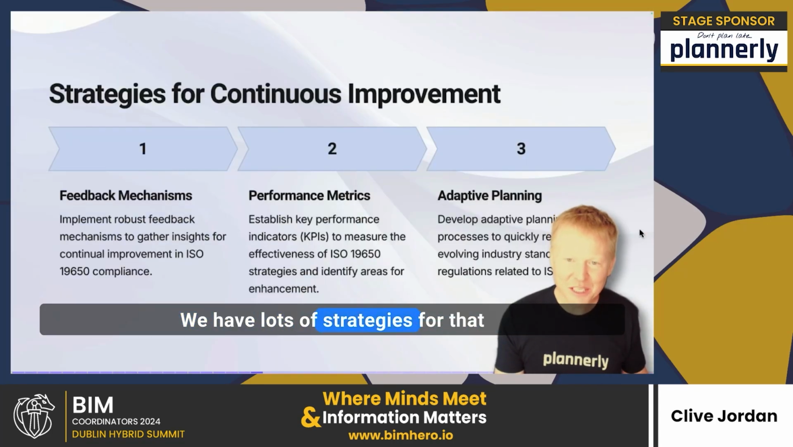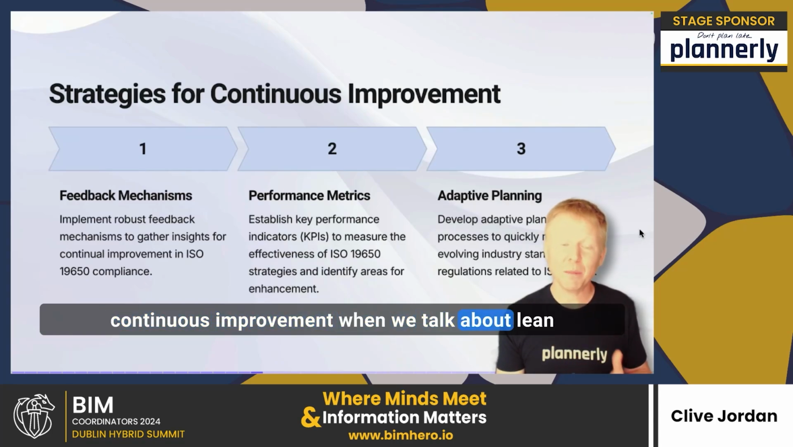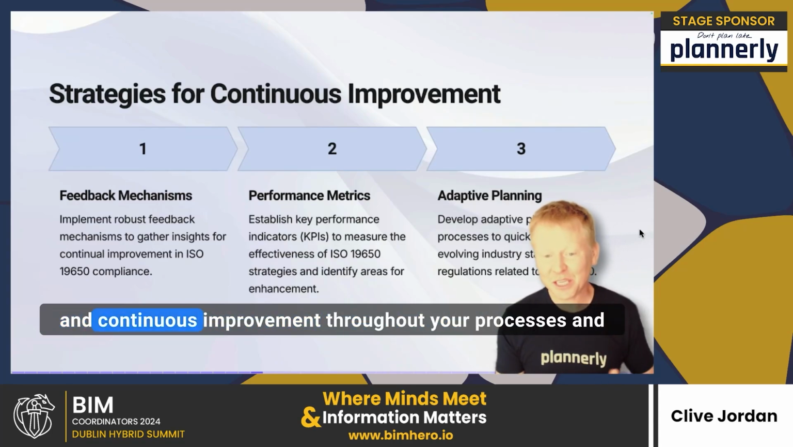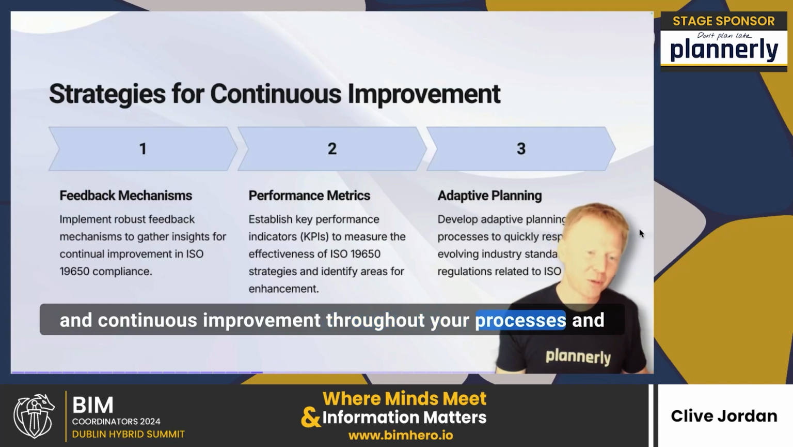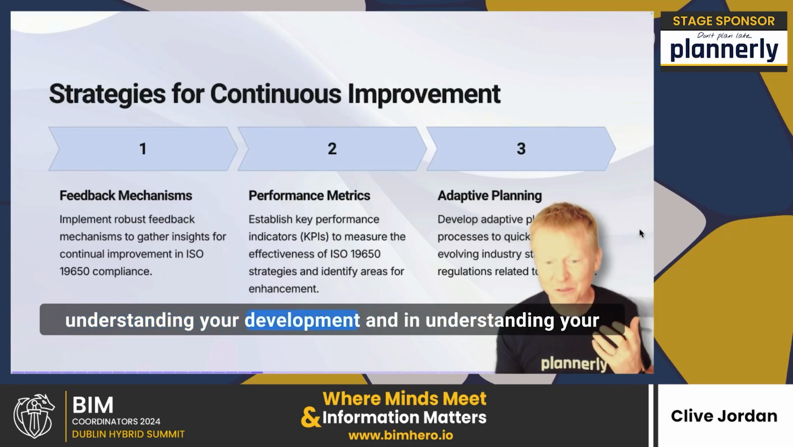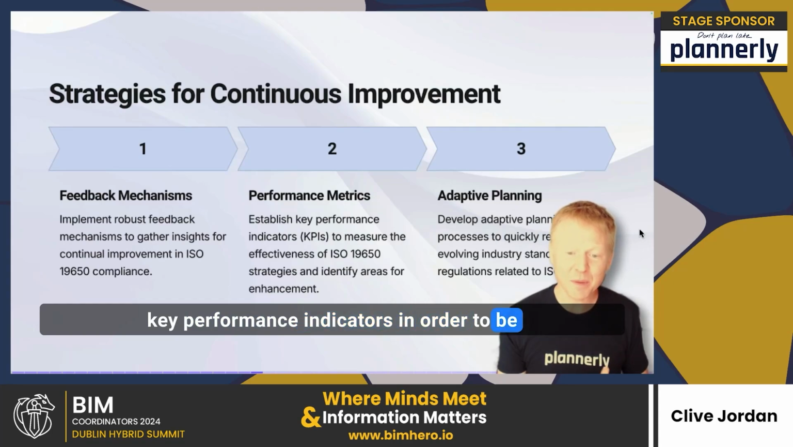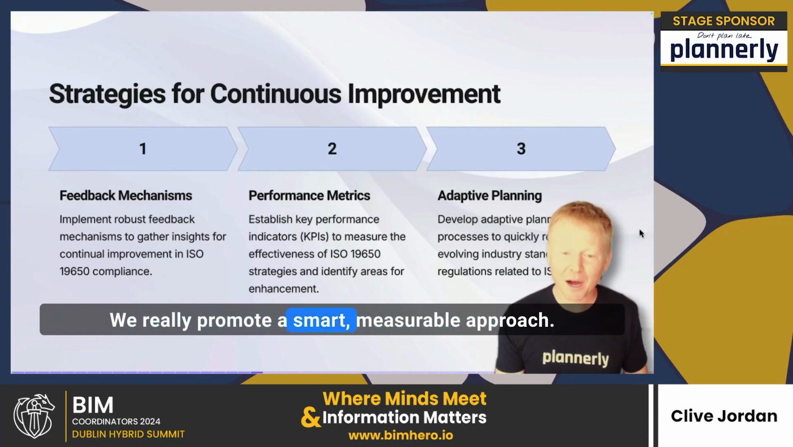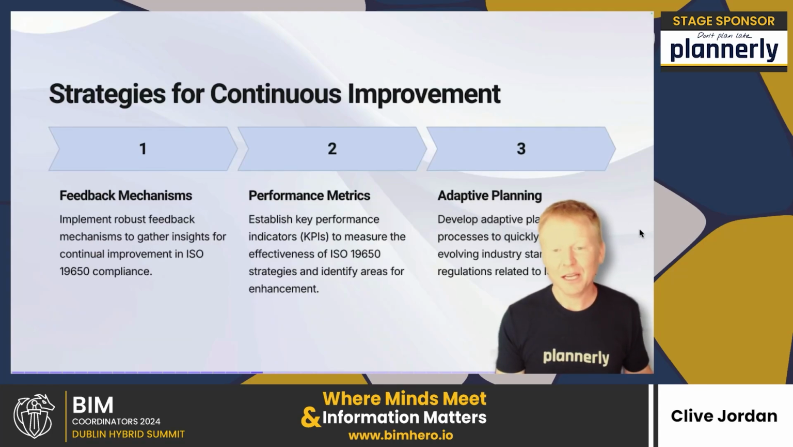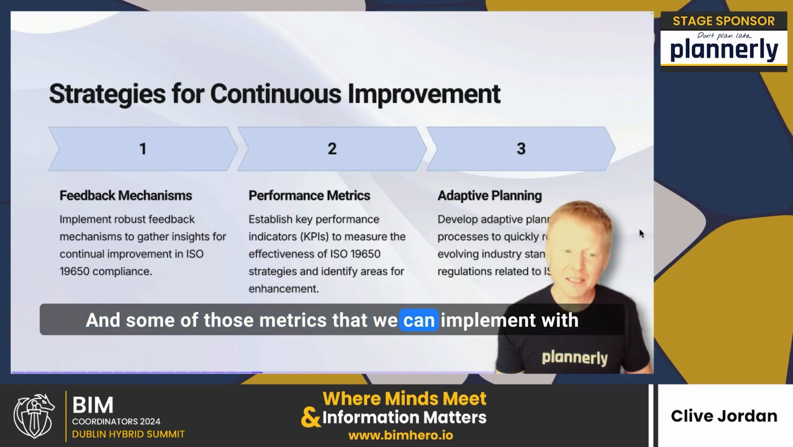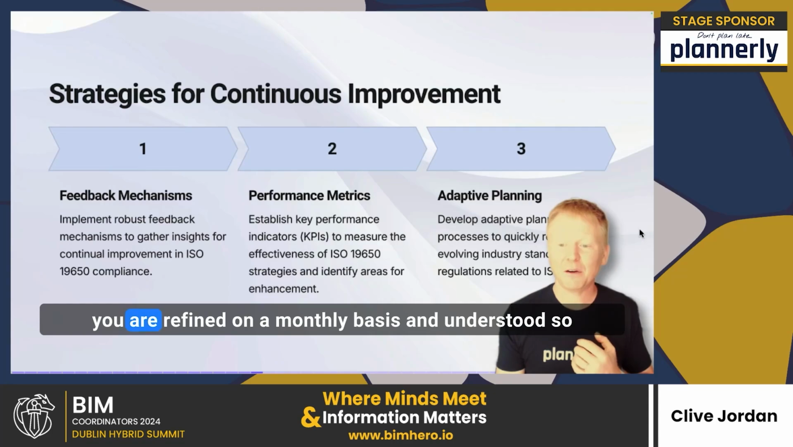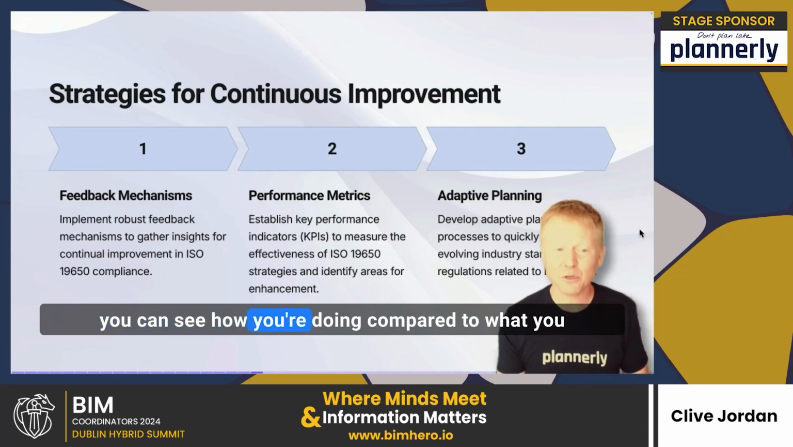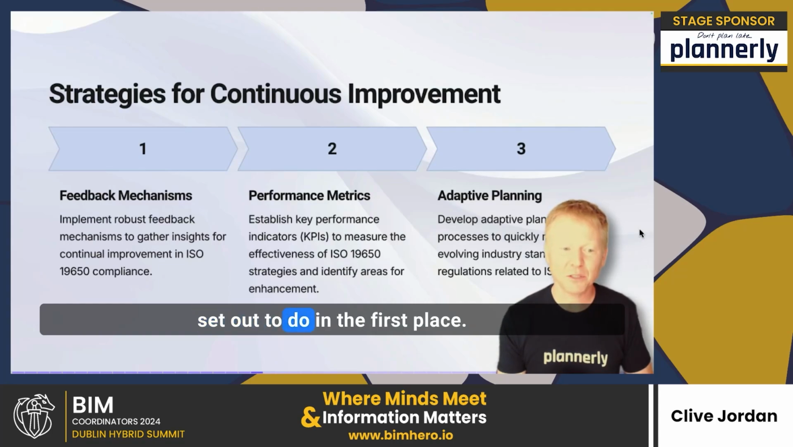We have lots of strategies for continuous improvement when we talk about lean and continuous improvement throughout your processes, understanding your development and your key performance indicators in order to be able to implement this and then measure. We really promote a smart, measurable approach, and some of those metrics that we can implement with you are refined on a monthly basis and understood so you can see how you're doing compared to what you set out to do in the first place.